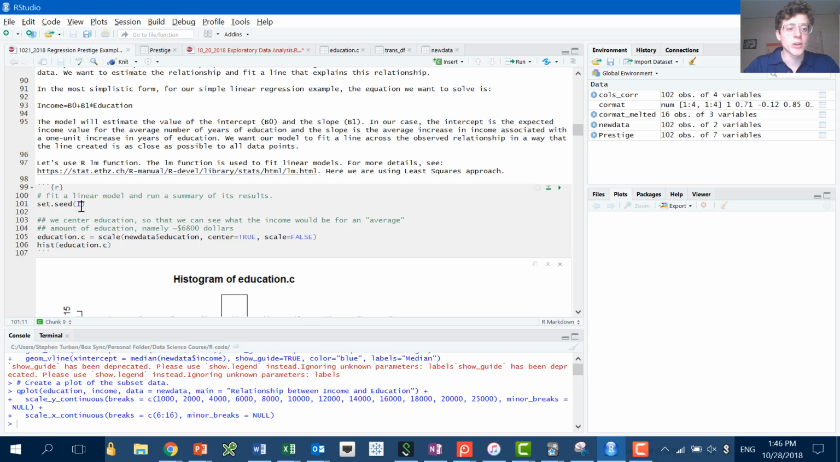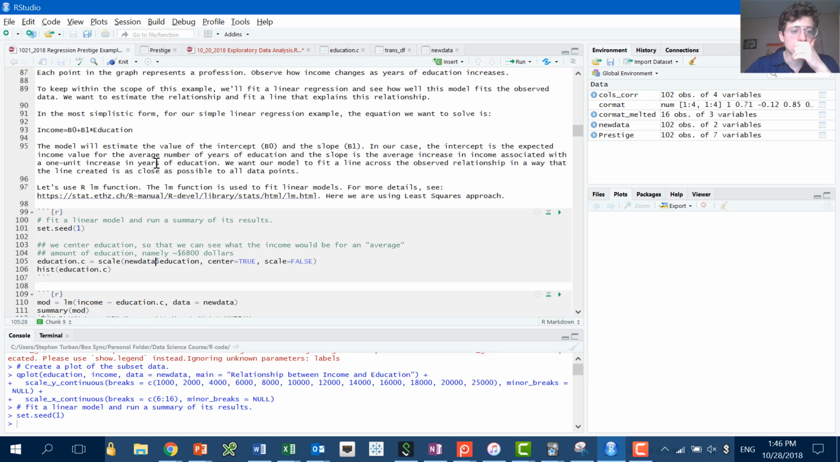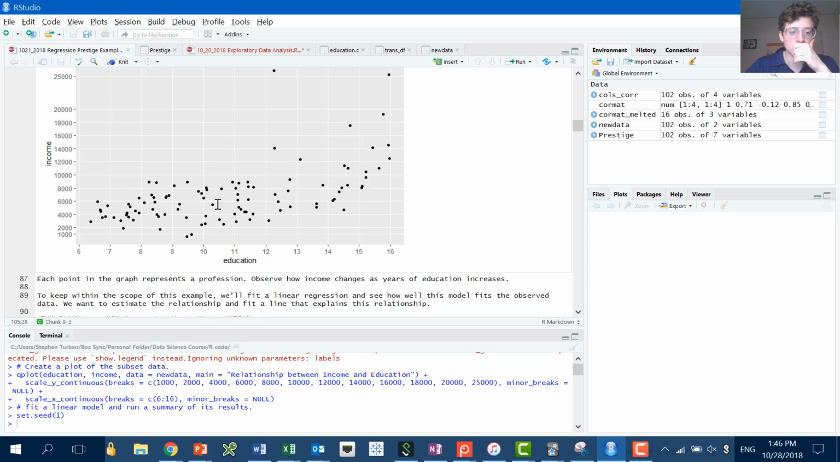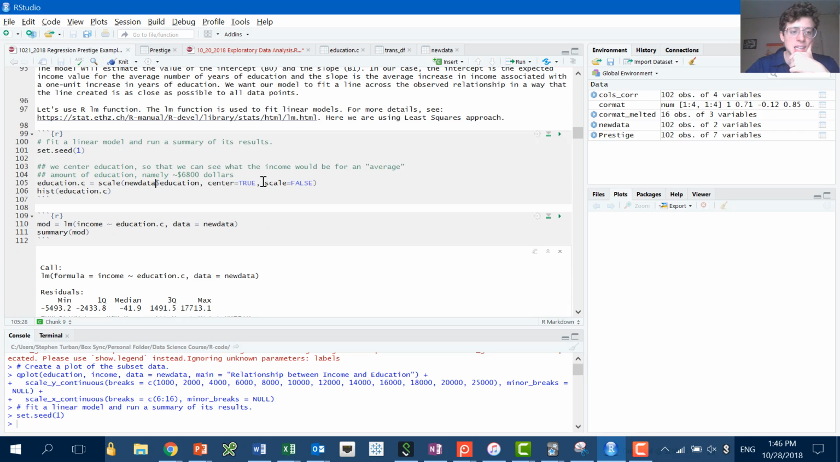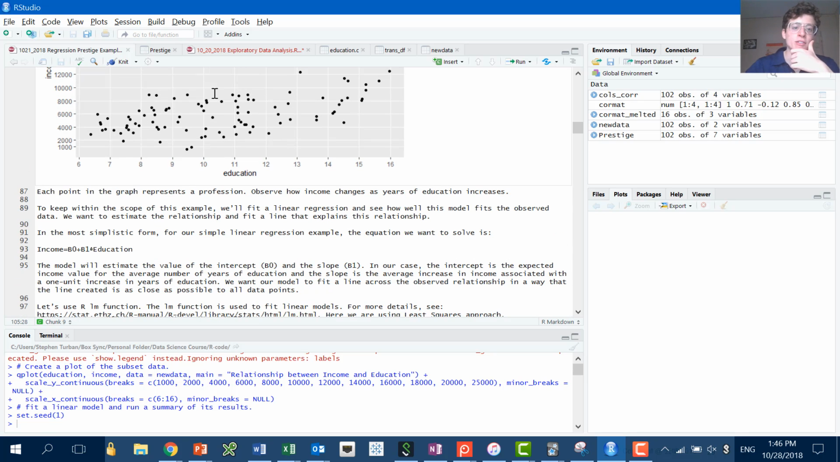Let's see. What we're going to do is center education at $6,800. That's right around the norm, so that for every increase in education, it's essentially just going to give us an average. What does the average person's income look like?